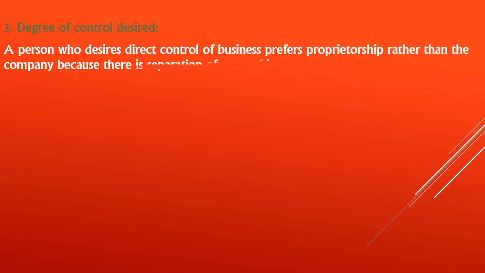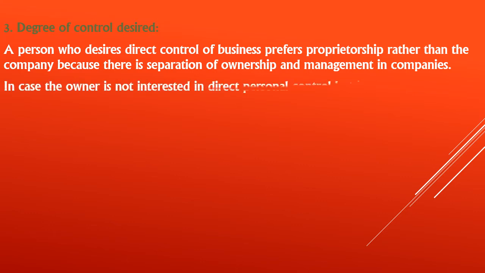Number 3, degree of control desired. A person who desires control of the business prefers proprietorship rather than a company, because there is separation of ownership and management in companies. So if you want direct control of the business and you only want to manage the business, preferring proprietorship is better than the company. In the company, ownership and management are separate. The management is done by the board of directors.